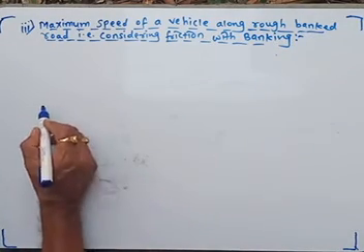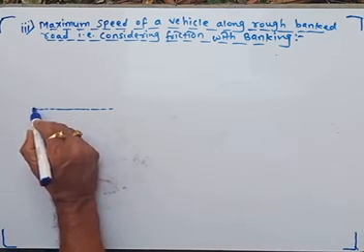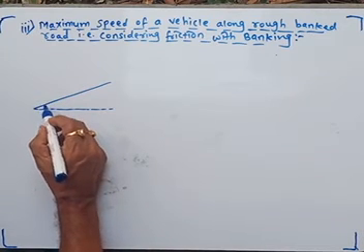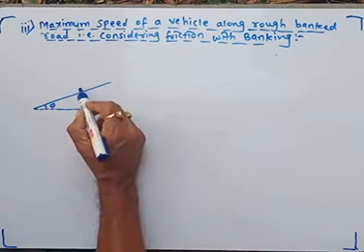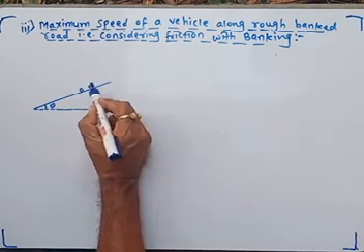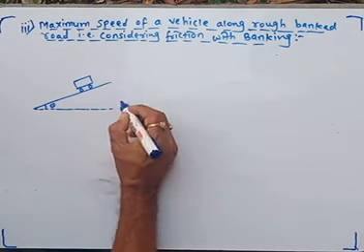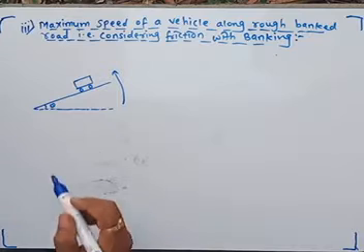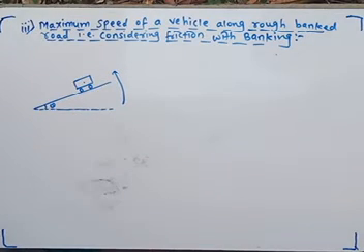Suppose this is the horizontal and suppose this is the banked road. Theta is the angle of banking. Suppose you consider this is the vehicle moving on a rough and banked road. This is the curvature. Now different forces on this vehicle are shown like this.